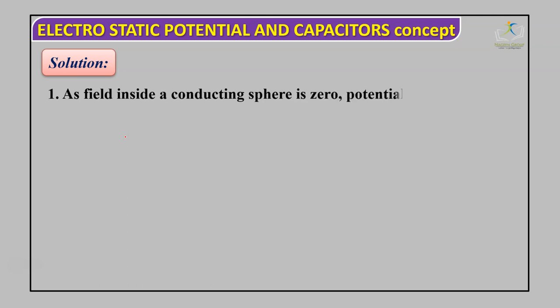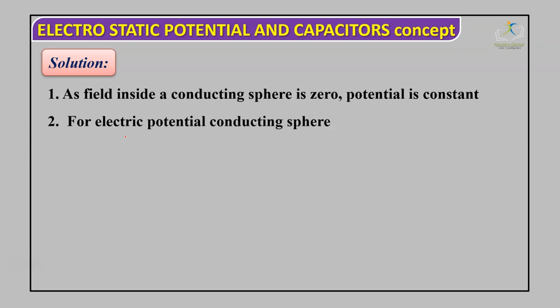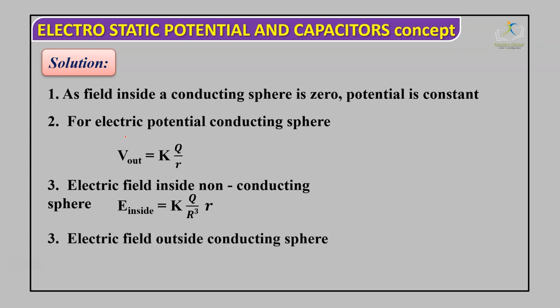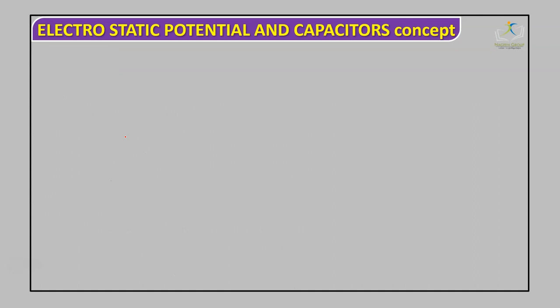As the field inside a conducting sphere is 0, that means potential is constant. Second, for electric potential outside a conducting sphere, V out is equal to KQ by R. Electric field inside the non-conducting sphere, E inside is equal to KQ by R cubed into r. And electric field outside the conducting sphere is KQ by R squared. According to this, the correct option is 4.